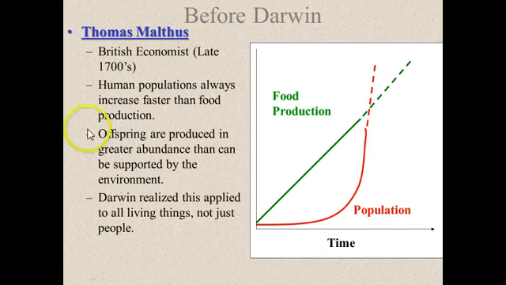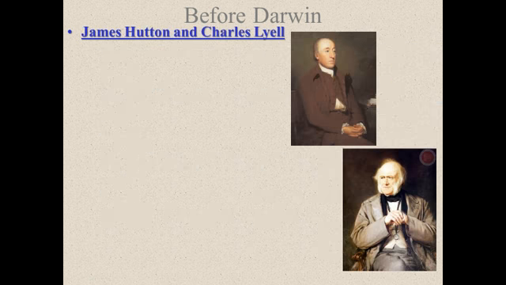This is the main idea here: for all living things, offspring are produced in greater abundance than can be supported by the environment. All living things produce way too many offspring, or at least have the potential of doing that, than can be supported. Okay, so that's our first two.